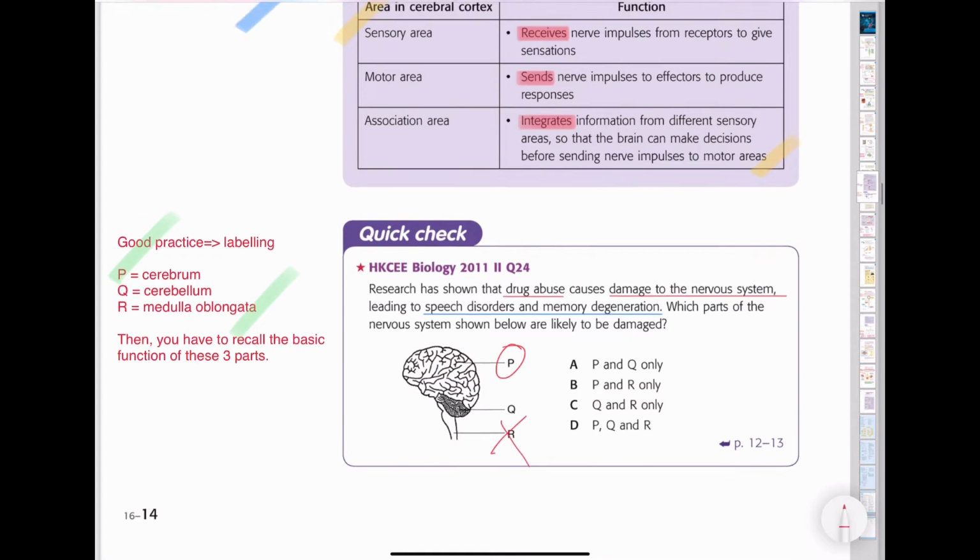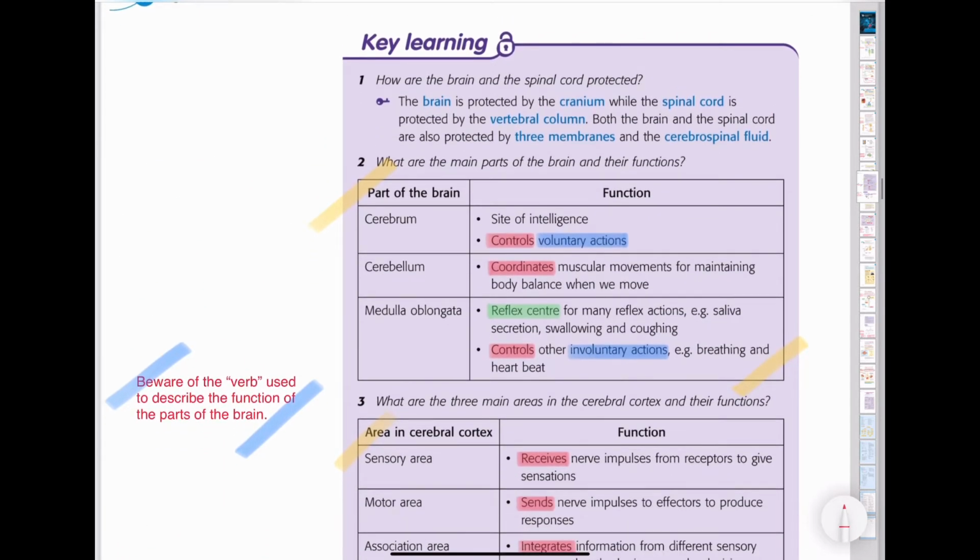How about the cerebellum? The cerebellum is responsible for the coordination of muscular movements, so that means very precise movement of the muscles. For example, our fingers, when we take a pen to write or draw, doing very precise work. Or our facial muscles, our tongue, our lips. When we are speaking, we actually use all those muscles in our face: our facial muscles, our lips, our tongue.